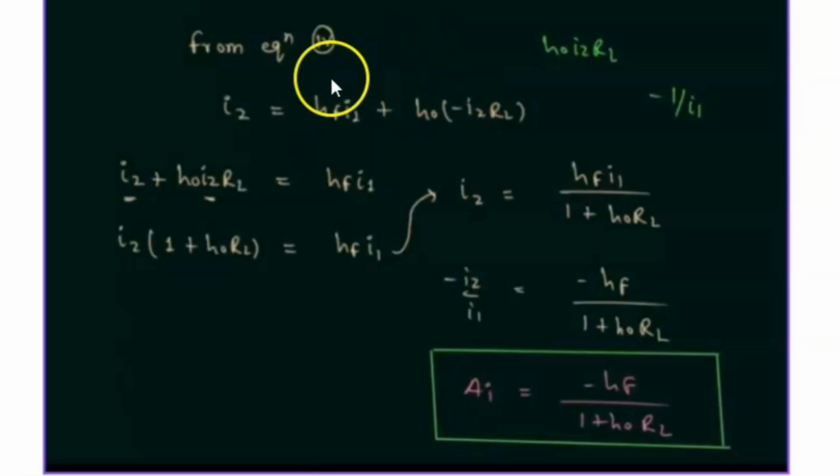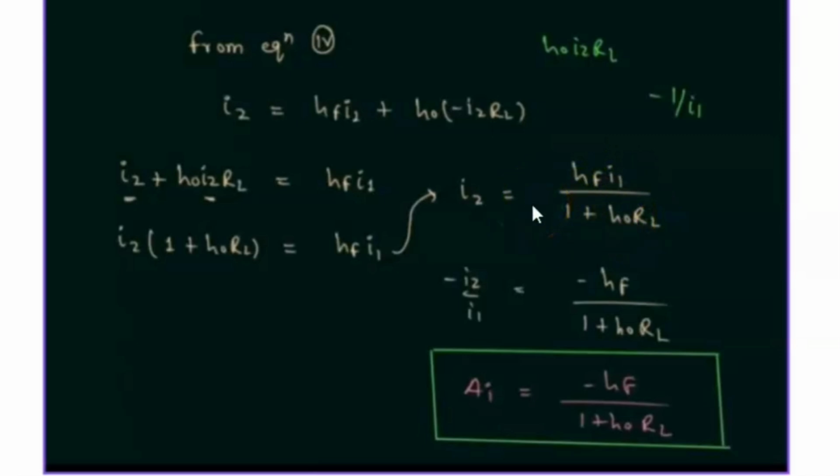Now after this we are going to add H0 I2 RL in both sides. So we are going to have the equation as I2 plus H0 I2 RL is equal to HF I1. अब यहाँ से हम लोग I2 को कॉमन निकाल सकते हैं and we are going to get the value of I2 as HF I1 by 1 plus H0 RL.